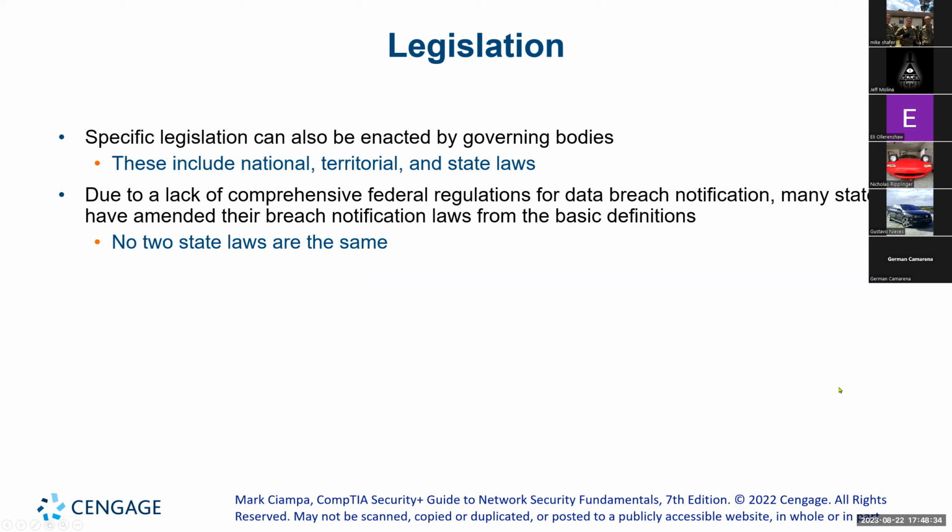Legislation. Specific legislation can also be enacted by governing bodies. These include national, territorial, and state laws. Due to a lack of comprehensive federal regulations for data breach notification, many states have amended their breach notification laws from basic definitions. No two state laws are the same. They're not kidding. But Idaho, if you go out and look at theirs, they have theirs out there that you can look at. It's not as bad as some states are.